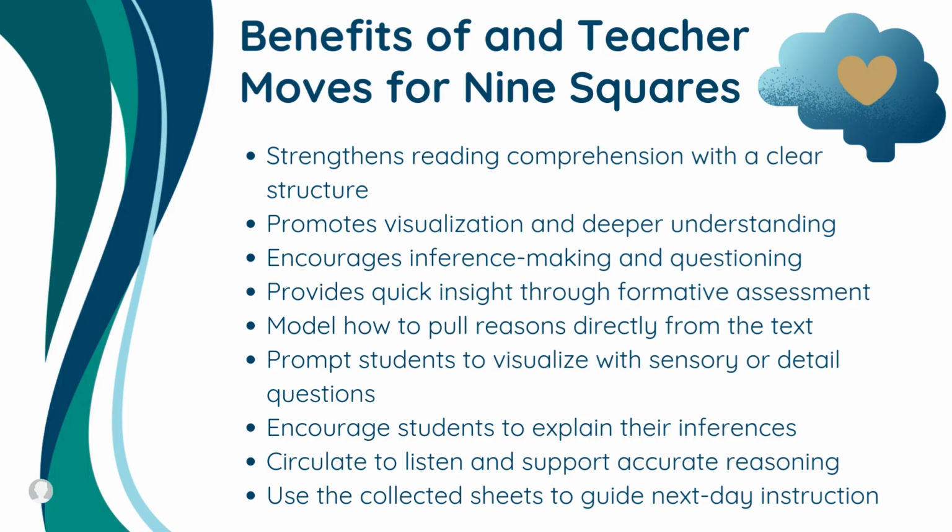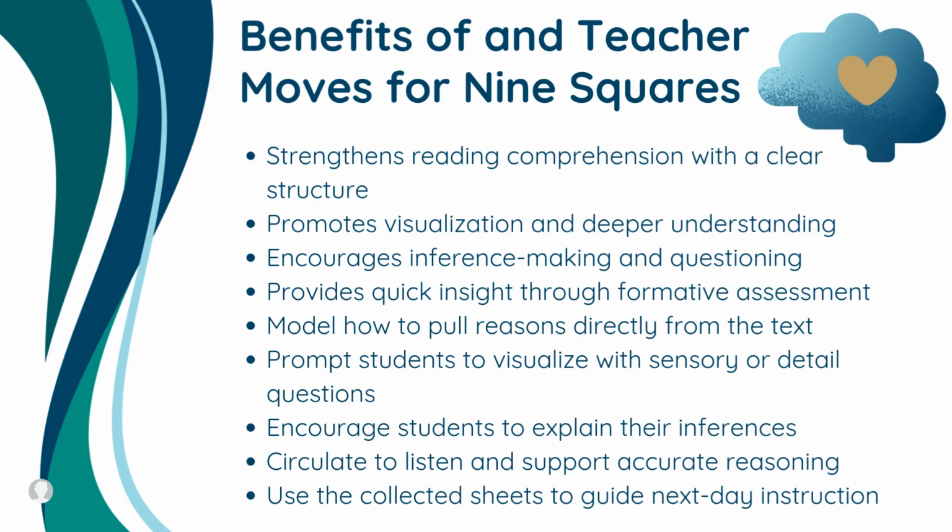This activity works well because the 9 squares structure helps students organize their thinking in multiple ways. They have reasons, visuals, and inferences. It naturally supports reading comprehension and gives students more than one way to make meaning from the text. The visualization pieces especially help students picture what immigration looked like during this time, and the inference or questioning boxes encourage higher order thinking. As the teacher, modeling how to pull reasons directly from the text is key here.